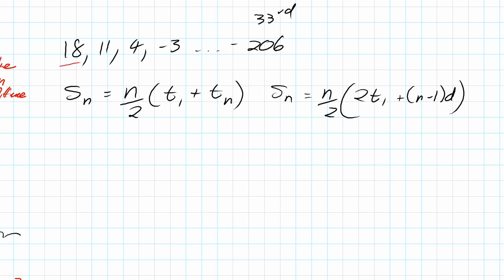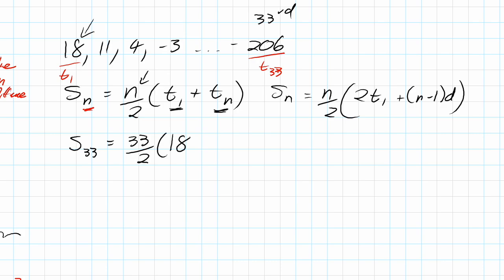Well, we're going to take this information we have. I know that this is t33. I know this is t1. And when we're looking for a sum, we're looking for the sum of the numbers up until the 33rd term. So in other words, the way we'd represent this with notation is S subscript 33. We're looking for all the first 33 numbers added together, which means our n value is 33 divided by 2. Our first term, well, actually we have that, that's 18. And our last term, well, that happens to be plus negative 206, okay?